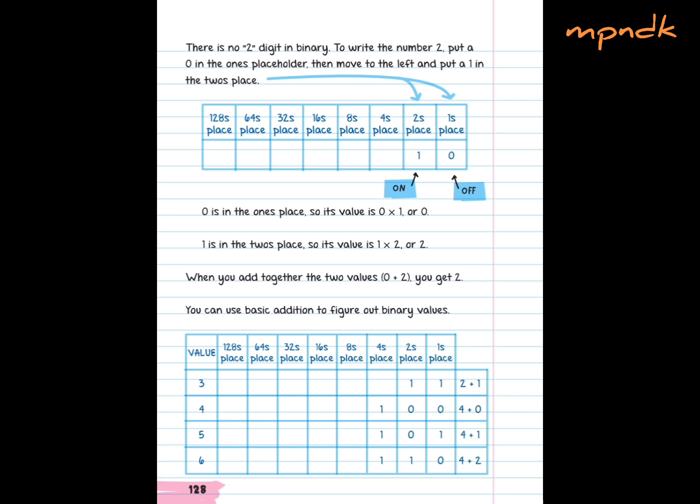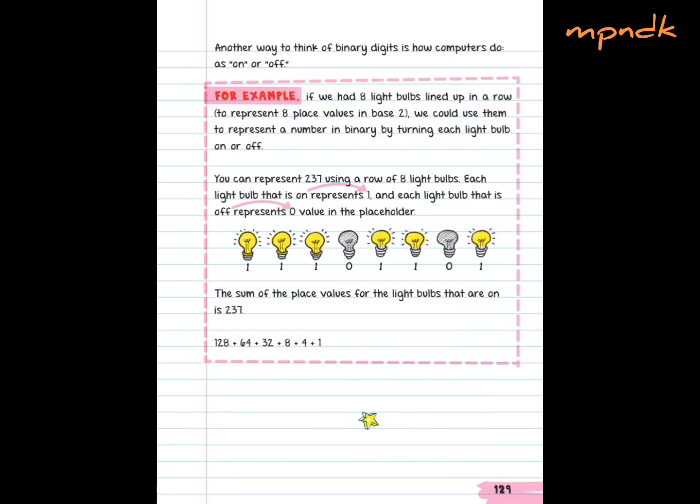1 is in the twos place, so its value is 1 times 2, or 2. When you add together the two values, 0 plus 2, you get 2. You can use basic addition to figure out binary values. Another way to think of binary digits is how computers do, as on and off.